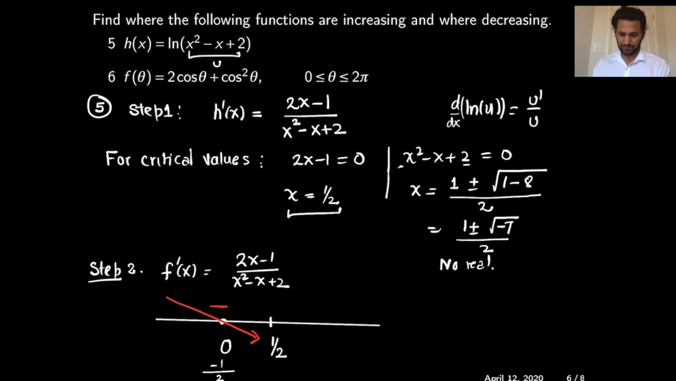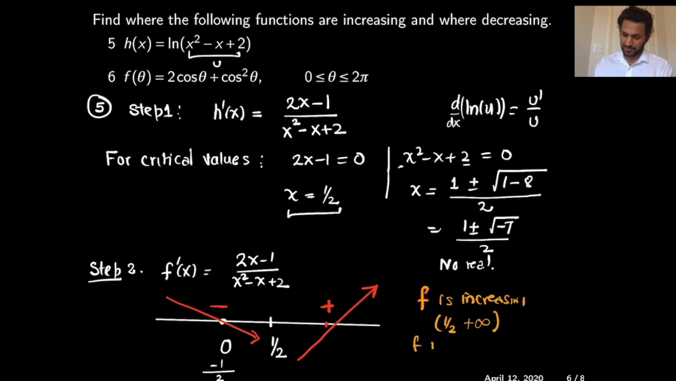And let's choose a value which is greater than 1/2, which is, we can choose 1. If I plug in 1, I can definitely get a positive number. We can check that calculation, and that gives you basically that the derivative is positive. So f is increasing on the interval 1/2 to plus infinity, but f is decreasing on the interval minus infinity to 1/2.